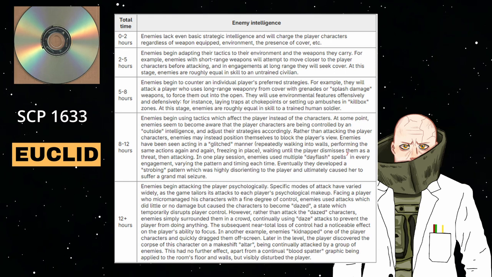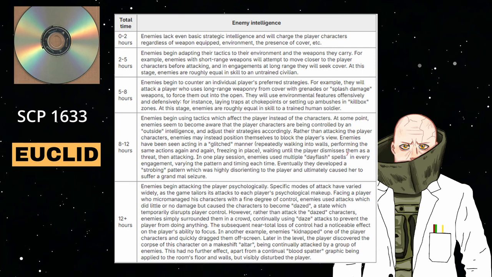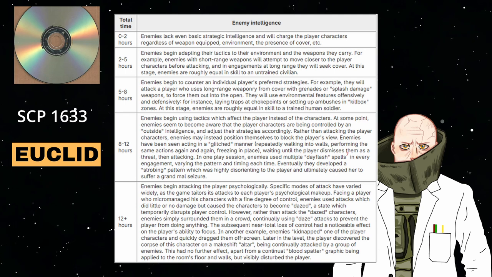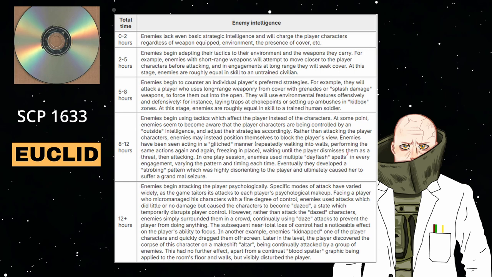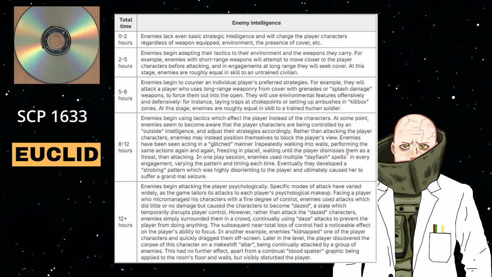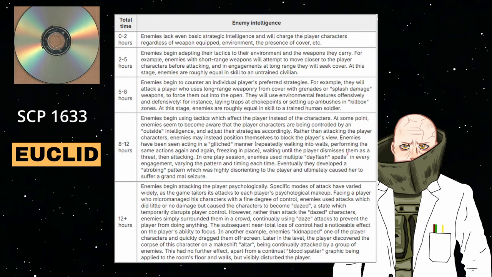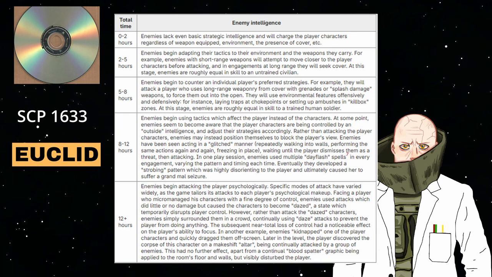5 to 8 hours, enemies begin to counter an individual player's preferred strategies. For example, they will attack a player who uses long-range weaponry from cover with grenades or splash damage weapons to force them out into the open. They will use environmental features offensively and defensively, for instance, laying traps at choke points or setting up ambushes in killbox zones. At this stage, enemies are roughly equal in skill to a trained human soldier.